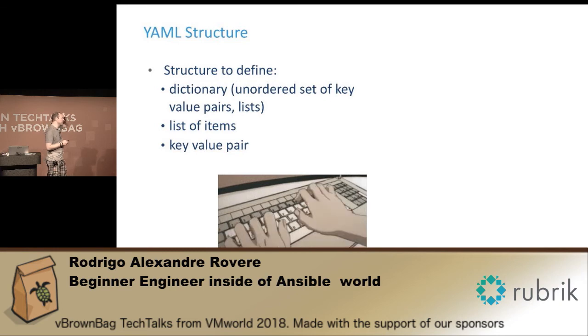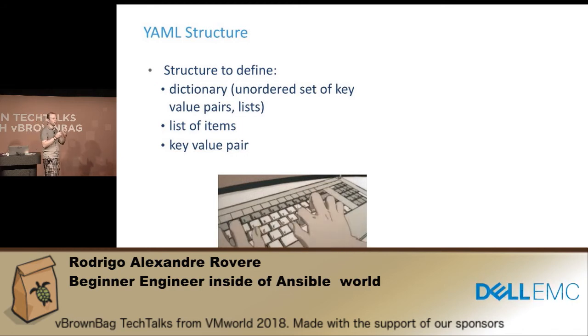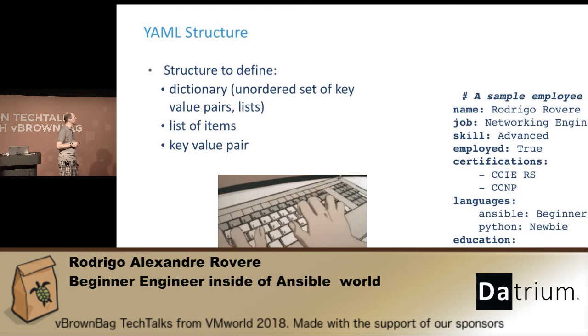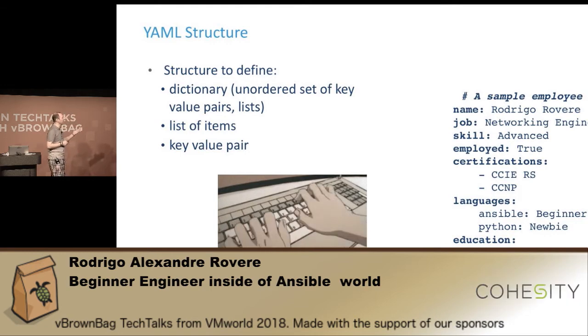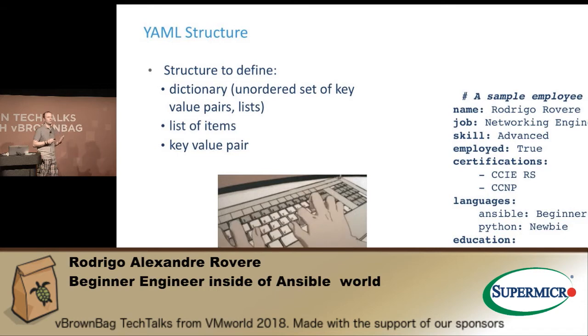Just to explain something about the YAML structure, so it's a dictionary that you write inside of the playbook. It's unordered because it's not necessary to put all the things in a list in sequence. So there are key-value pairs that you need to put there. And on the side, I put an example for this: the name and the job and the skill and the employee or the certifications. So you need to put in sequence or something like that to inform about the data that you need to execute on this.